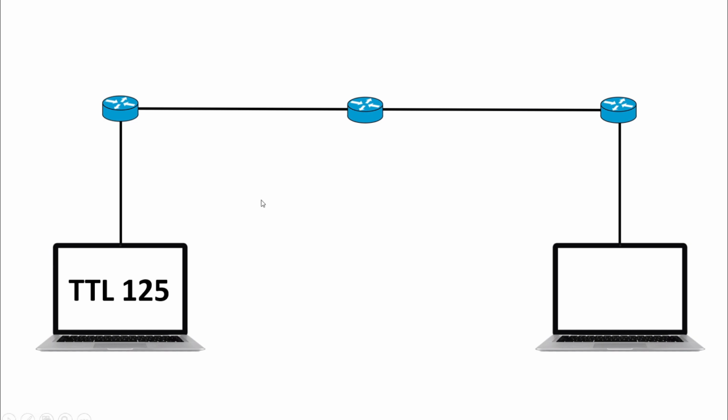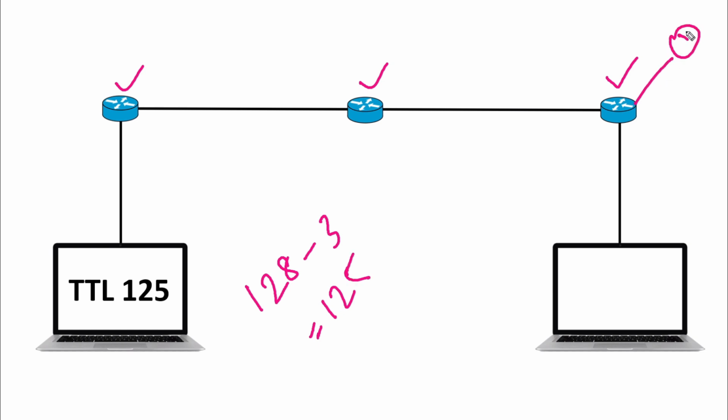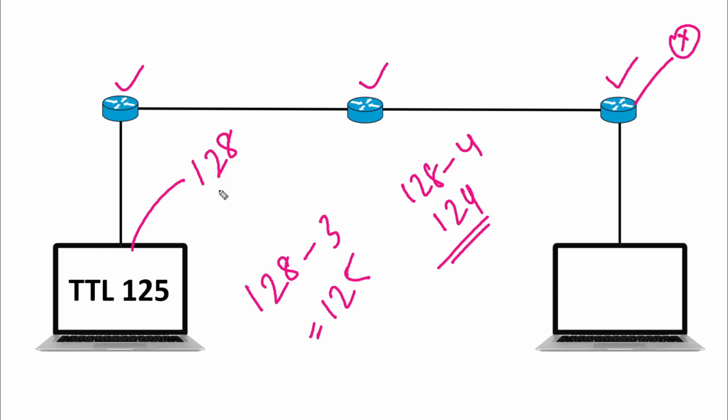For example, the TTL value of a computer is by default 128. So how many routers has it crossed? 1, 2 and 3 routers, right? So 128 minus 3, we get the value 125. If there are 4 routers, you will get 128 minus 4, the total value will be 124. Okay. So always remember, whenever you send a ping message from a computer, the default TTL value is always set to 128.